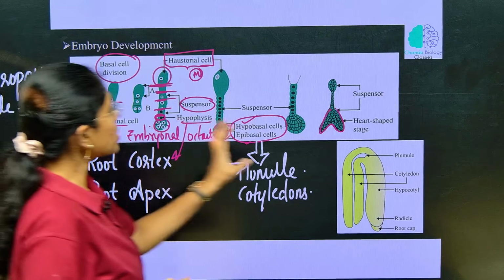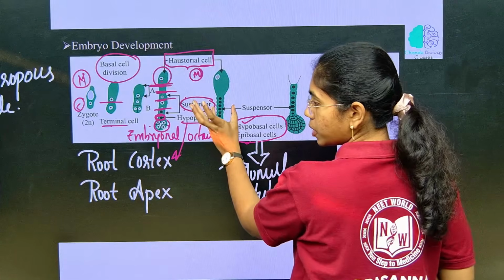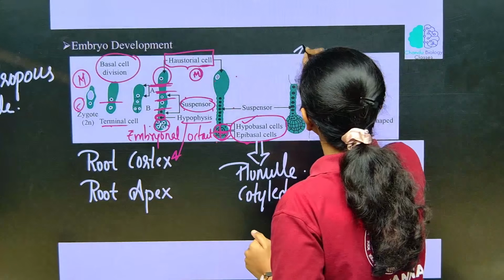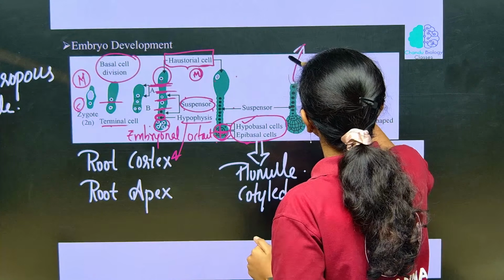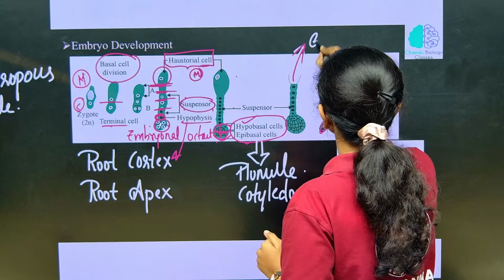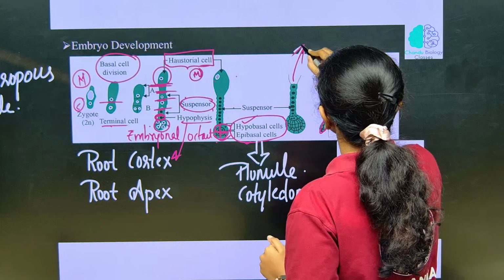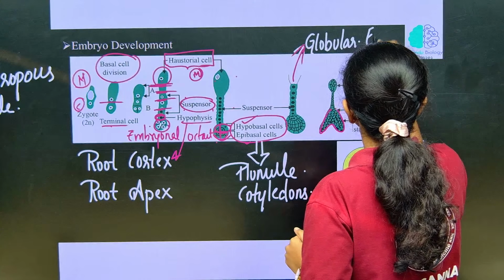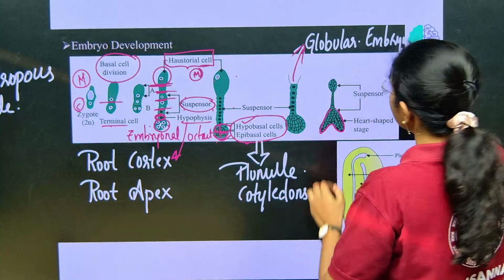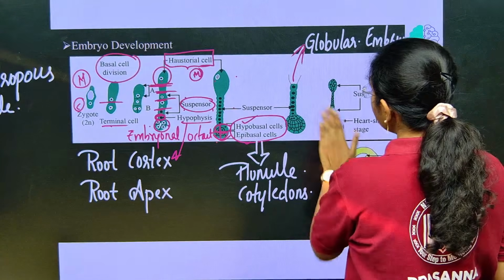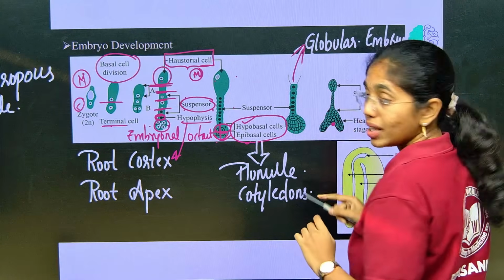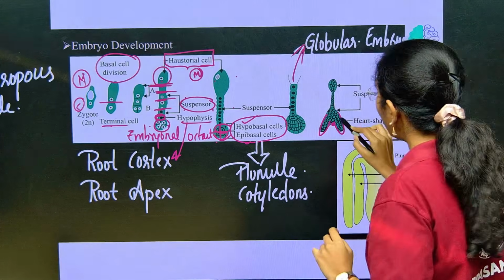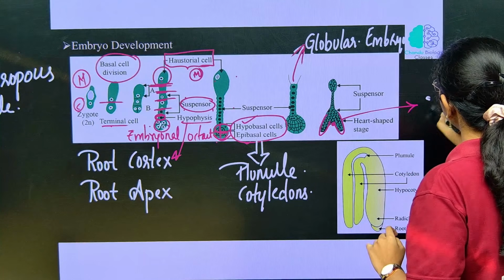Fine, right? This is how the octant embryo with suspensor and the haustorial cell will further divide, forming a globular embryo. This forms what? Globular embryo. And then you can see the heart shaped embryo. At the center point, plumule is present, and in this heart shape, these two projections or elongations represent the two cotyledons.